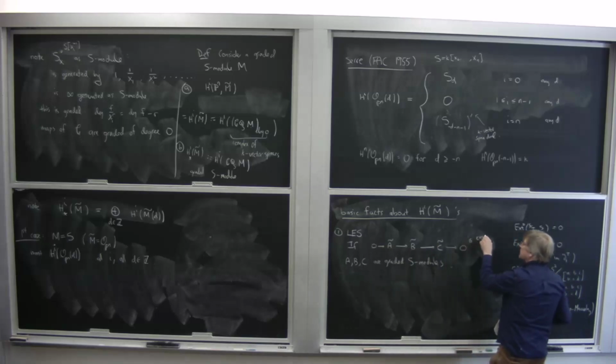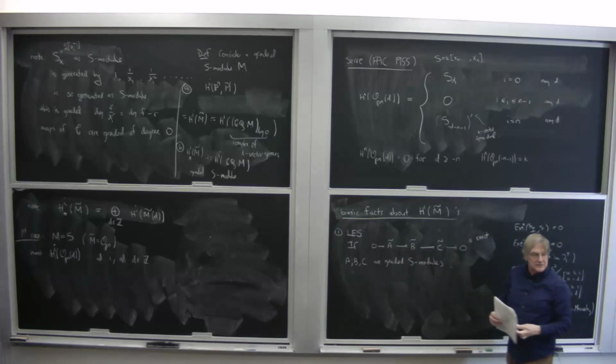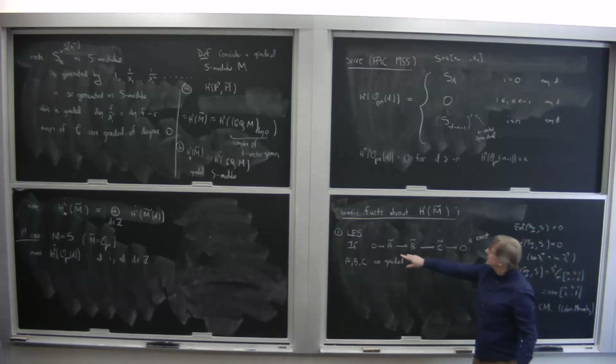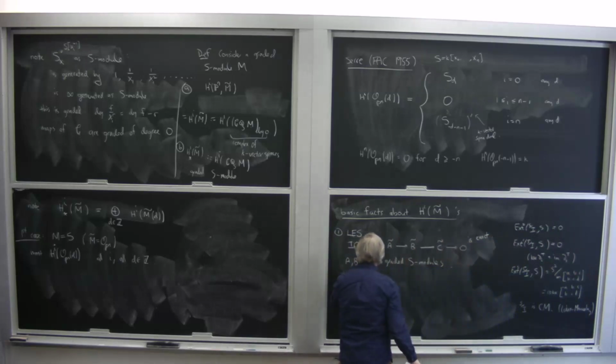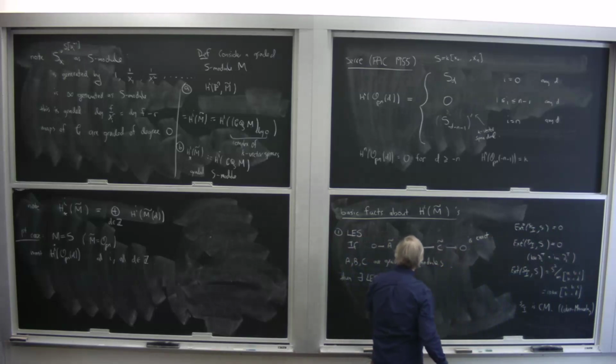If this is exact, so the kernel is equal to the image at each point. For instance, if it were an exact sequence of modules, and then you just tilde it, that's fine as well. Then there exists a long exact sequence in cohomology.